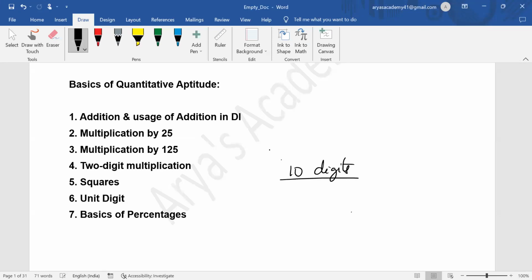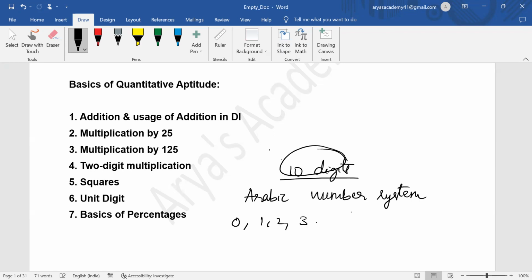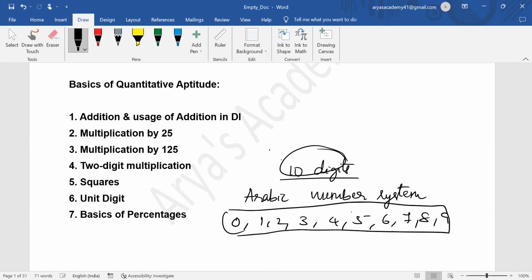In India, we follow the Arabic number system. Arabic number system is based on only 10 digits. That is nothing but 0, 1, 2, 3, 4, 5, 6, 7, 8, and 9. These are the 10 digits that we have. Even if you want to write 10, we will use 1 and 0.